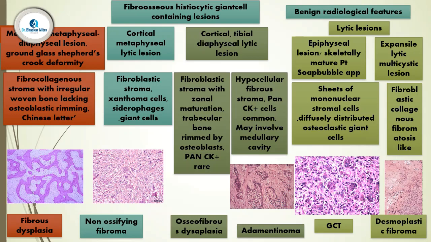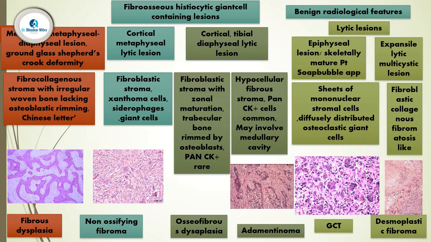Now the fibro-osseous histiocytic lesion with a cortical metaphyseal lytic lesion and a fibroblastic stroma, along with xanthoma-like cells, foamy macrophages and giant cells, falls in a certain category. Then in the benign counterpart we get a non-ossifying fibroma. Again the bone is not properly formed.